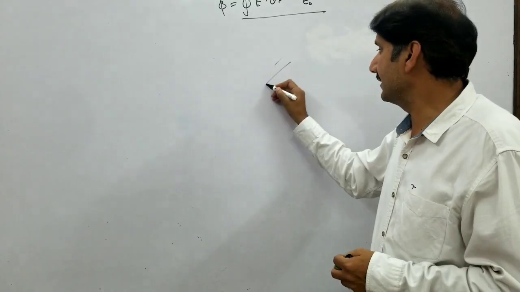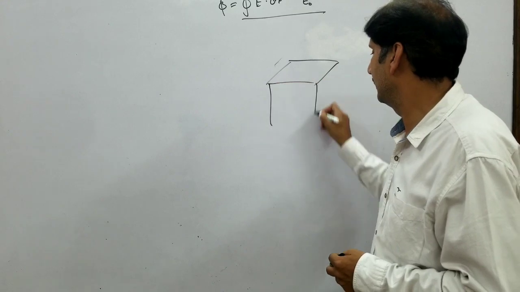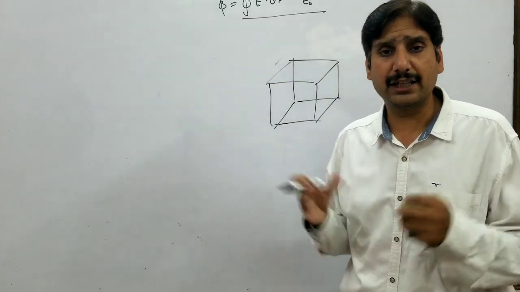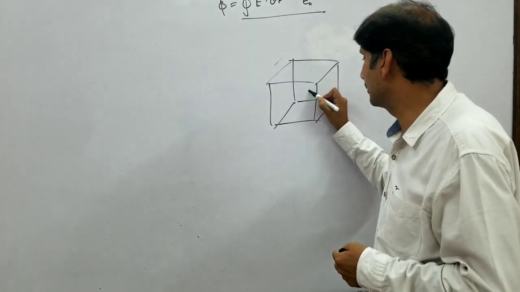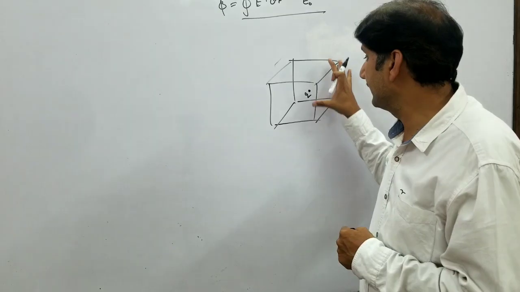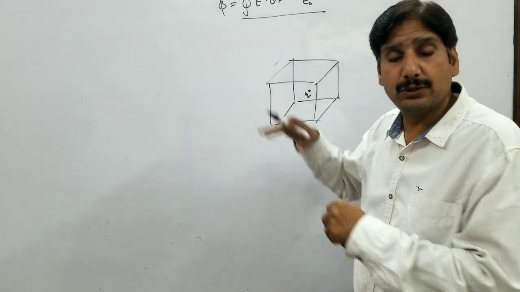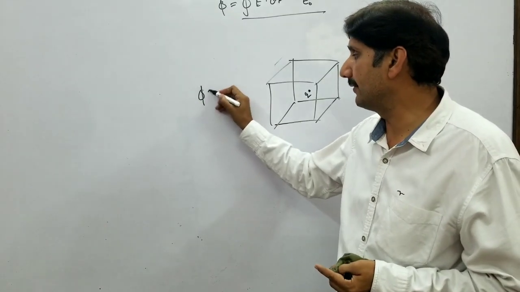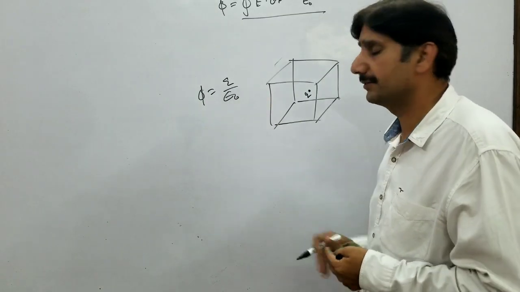What is the total flux? Let's say, first of all, again consider a closed rectangular cube and total charge Q is placed at its center. What is the total flux through all the faces of this cube? Now that's a closed surface and we know that phi is equal to Q by epsilon naught.